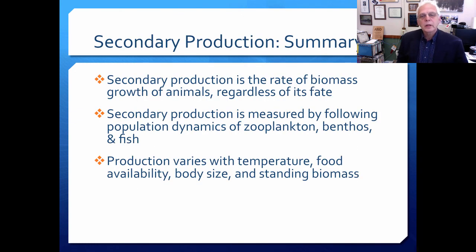So the summary on secondary production, a fairly short session, is that secondary production is the rate of biomass growth of animals regardless of its fate. Secondary production is measured by following population dynamics of things like zooplankton, benthos, and fish, and the production varies with a variety of different, very logical kinds of variables, including things like food availability, body size, and standing biomass, and temperature.